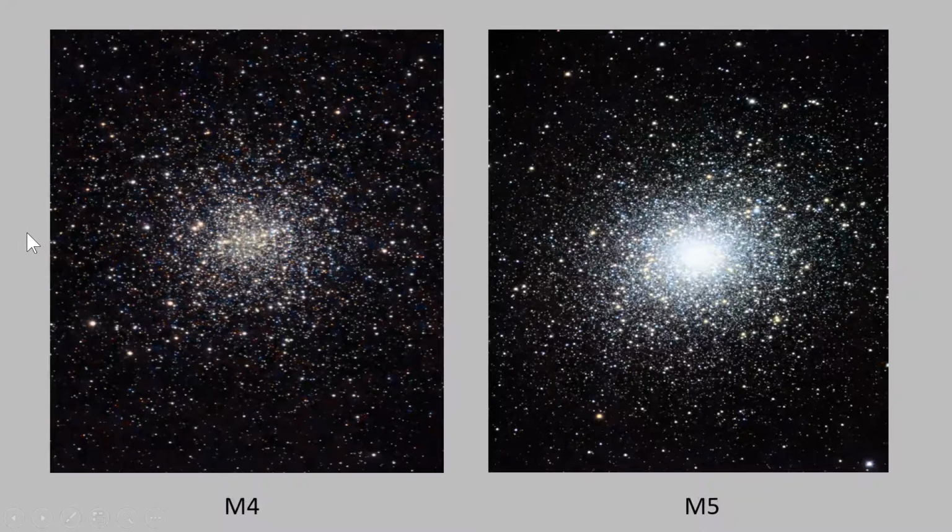Then these are globular clusters. This is M4, which is in the constellation of Scorpius. And this is a very rich cluster called M5, which is in the constellation of Serpens. And this is just a gorgeous thing in a 6-inch to 10-inch telescope. In binoculars, you wouldn't be able to resolve this because you need a lot of magnification to see these, but in a telescope with a magnification of 100 or more, these things start to show their true splendor.